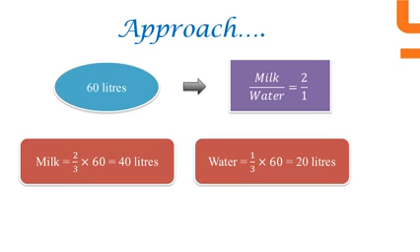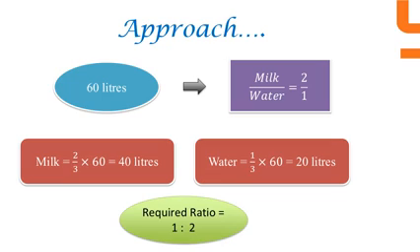Now we have to convert this ratio into 1:2. In the given ratio, milk is more than water, since the part of milk is 2 and the part of water is 1. Now it is to be converted into the ratio of 1:2. That is, in that mixture, the water part is more than the milk part. So we have to add some more water, keeping milk as it is.